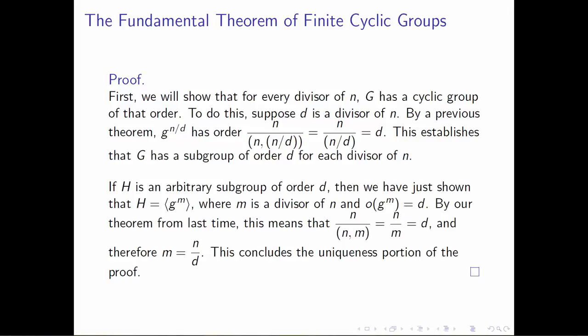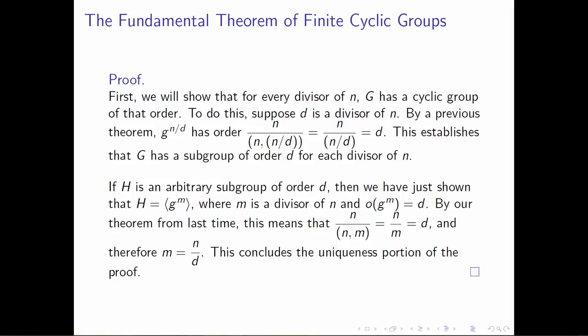Now we've done existence, let's now do uniqueness. So we've shown that G does have a subgroup of order D for each divisor of n. Let's start then with an arbitrary subgroup of order D and show that it's in fact equal to this cyclic subgroup that we found in the first paragraph. So let's start with H, an arbitrary subgroup of order D.